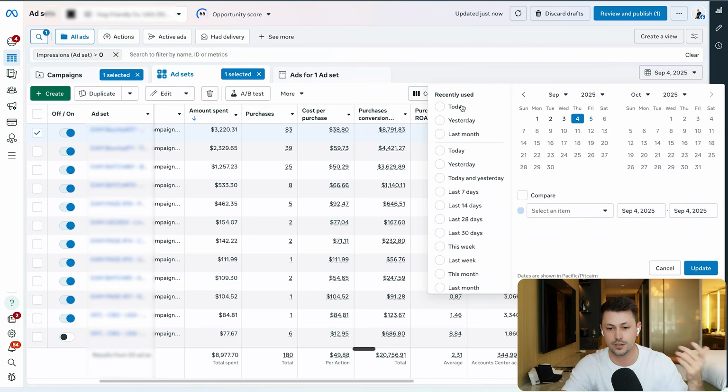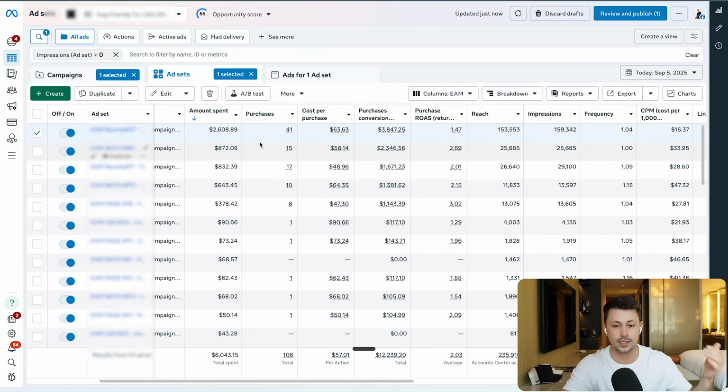But again, to emphasize the point, Meta will, if it sees an ad that has potential, start to spend on it to try to validate it. So hopefully that makes sense. And I just want to make sure that's 100% clear. And now if we actually fast forward to today, you can see this ad is actually now starting to, again, get a ton of spend.